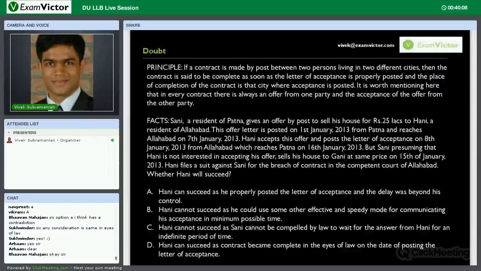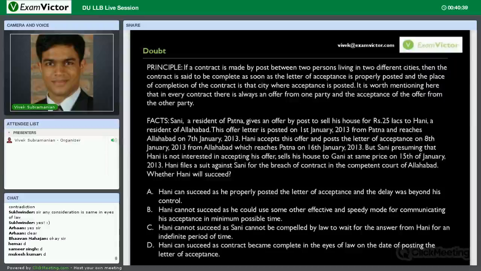Now Honey accepts this offer and posts the letter of acceptance on 8th January 2013 from Allahabad. Now again note here carefully that the acceptance is posted on 8th January and from where? From Allahabad. And as far as the principle shows, these two aspects are important: when the letter is posted and from where it is posted.